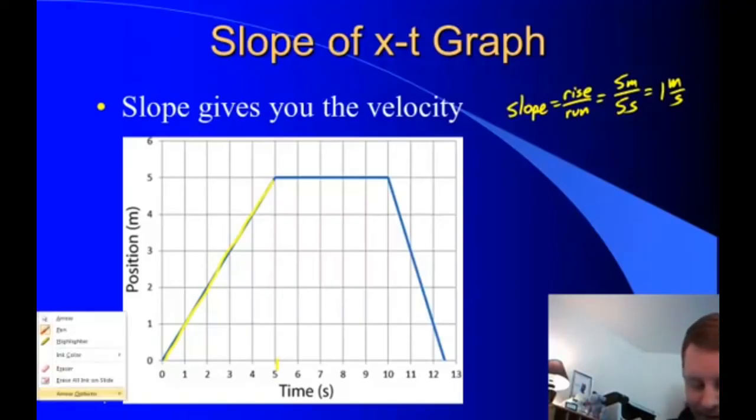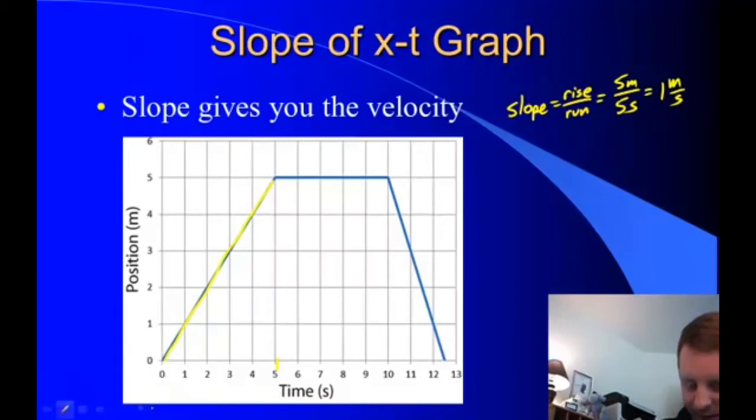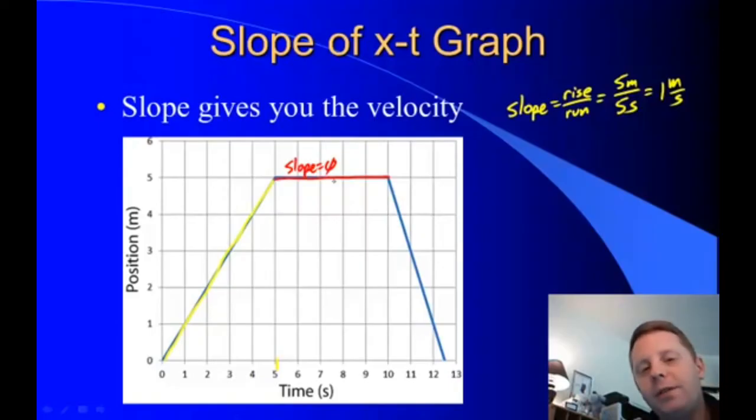Between 5 and 10 seconds, during this red interval of the graph, the slope is 0. The slope of a horizontal line is 0, therefore the dog's velocity is 0. And that makes sense. That part of the graph occurred when the dog was laying down taking a rest.